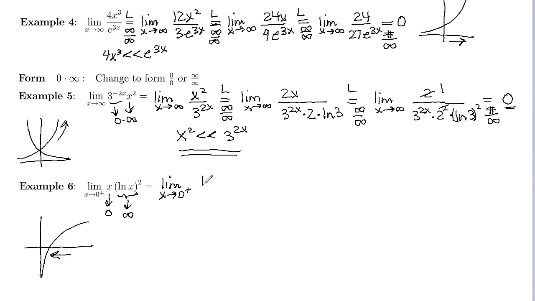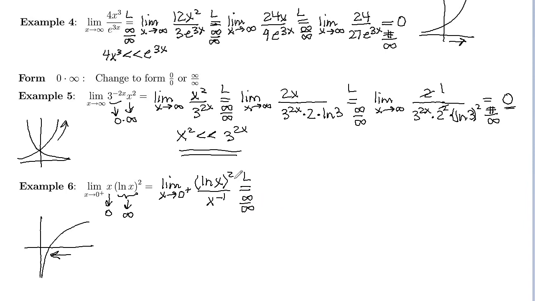And we are going to leave our natural log of x squared on top. And then on the bottom, x to the negative 1, which is 1 over x. So as x approaches 0, this bottom goes to infinity, top goes to infinity. This is now infinity over infinity. That's an indeterminate form. We can use L'Hopital.